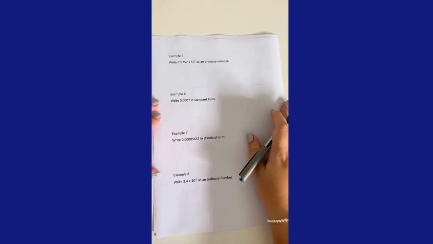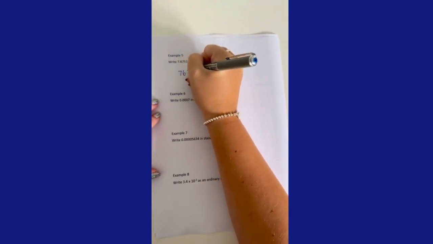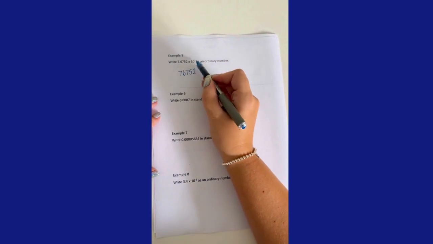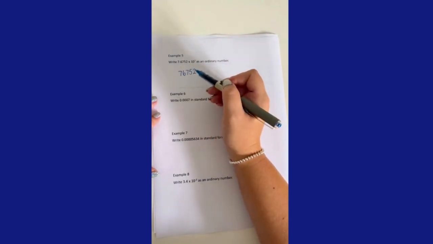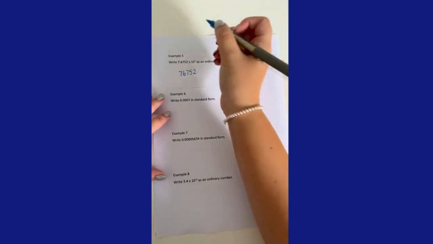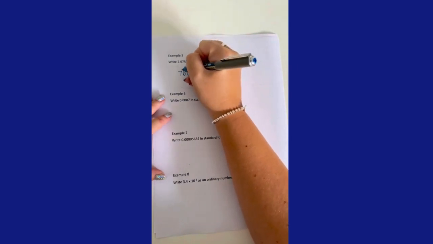Now, this time we can't just put our zeros on the end because we've got a decimal. We haven't just got that one digit number. So the way we're going to do this is we're going to write all of our digits out without the decimal. 7, 6, 7, 5, 2. Now, we know that we've got multiplied by 10 to the power of 7. This time, as I said, because we haven't got just a single number, we can't just add 7 zeros on the end. This time, we're going to count how many jumps to get to the end of this number.